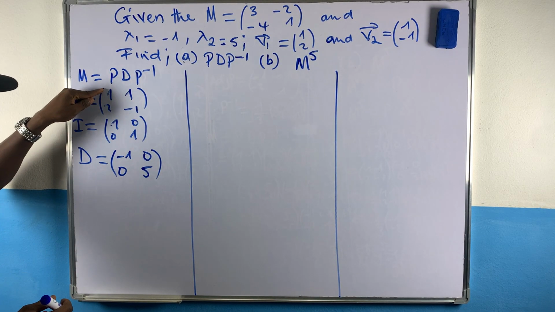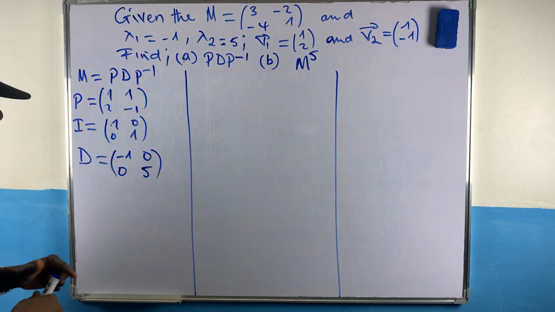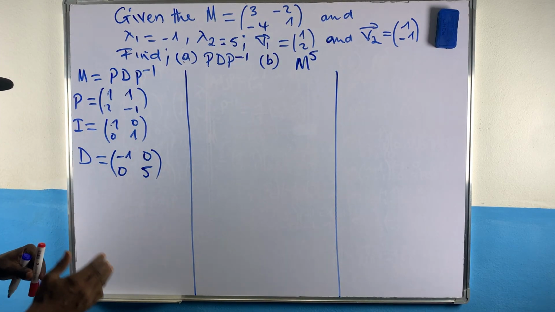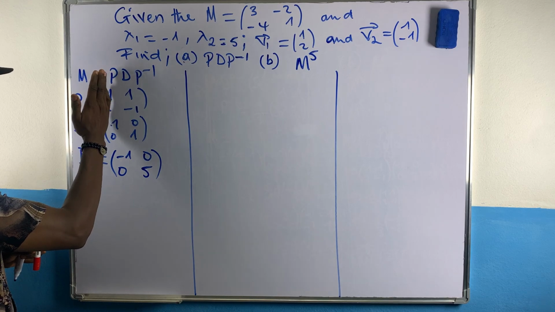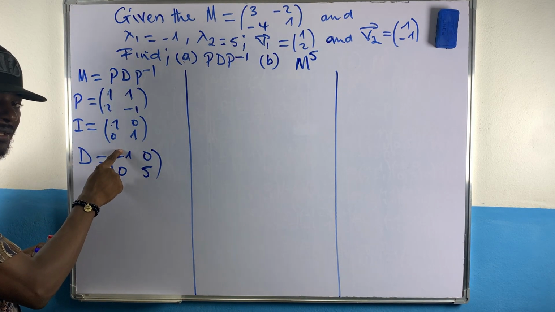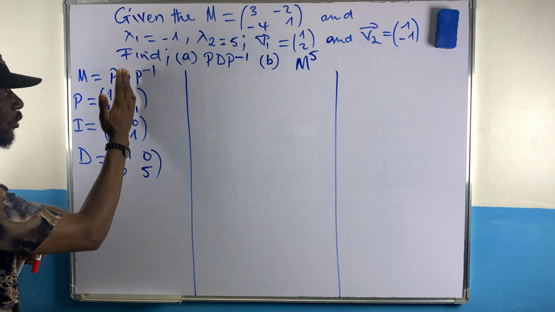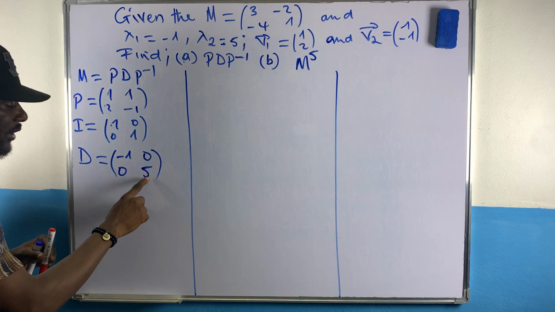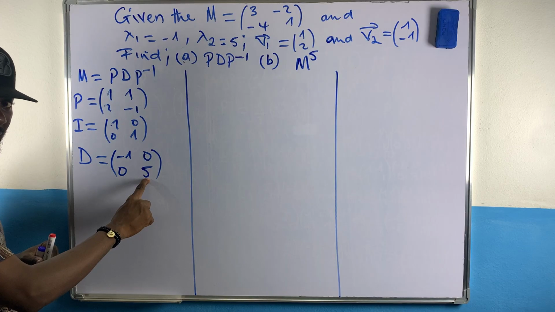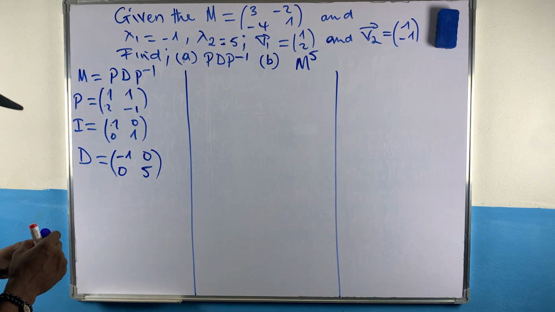If I wrote 1, -1 and 1, 2 as my matrix P, therefore my D will be 5, -1. So in essence, the eigenvector that takes the first column, its eigenvalue must begin here. The eigenvector that takes the second column, its eigenvalue must also take the second position along this diagonal. So it is still correct. The answer will still be correct.